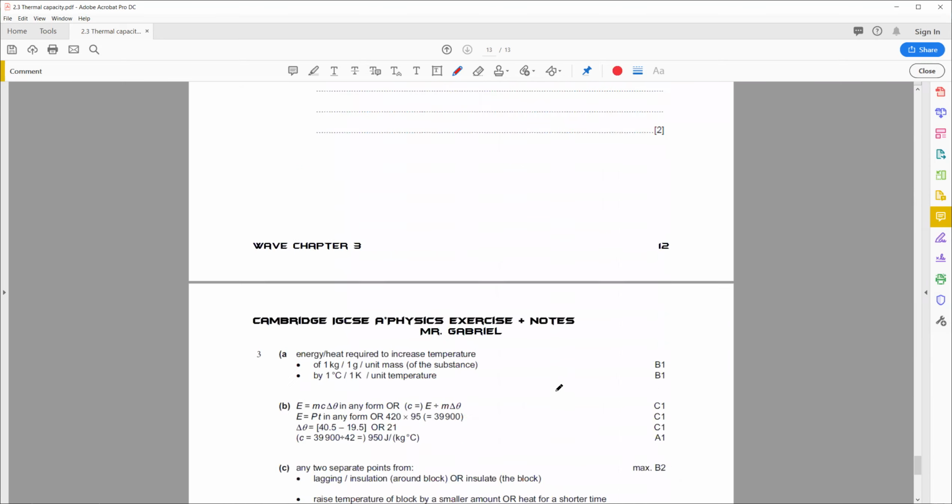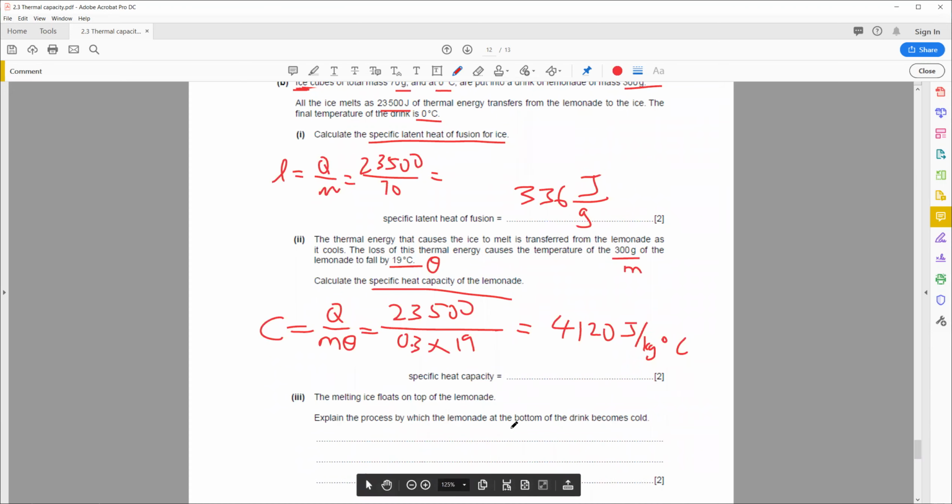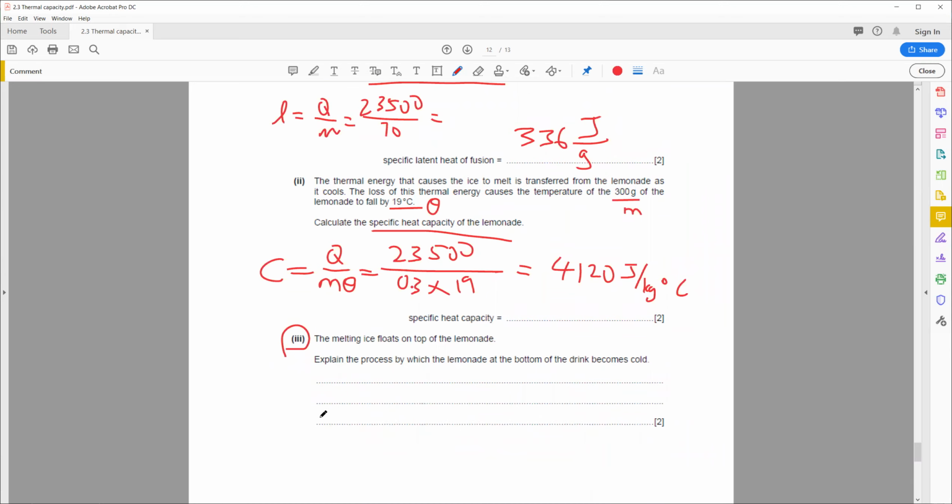And then finally, the melting ice flows on top of the lemonade. Explain the process by lemonade. Oh, you guys most likely can't do this yet because it's actually convection current that's causing the hot air to rise up and the cold drinks to go down, guys. But yeah, this is in the next chapter, which is probably in 2 weeks' time. Sorry, I mean next week. We're going to do the next chapter next week, guys. So yeah, which is just in time for the KDU exam to cover as well.